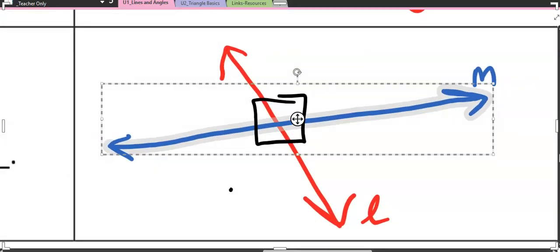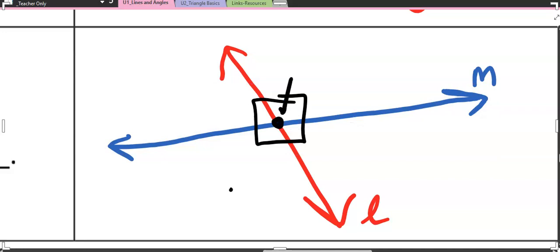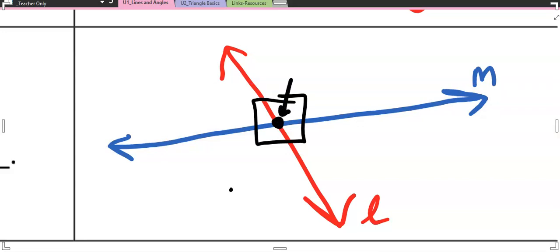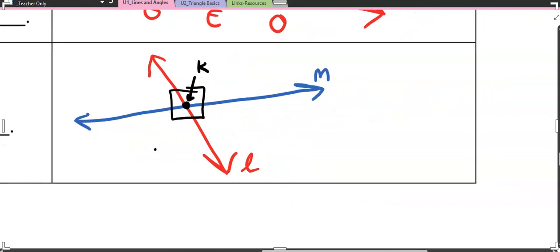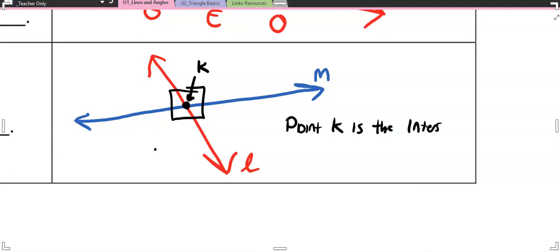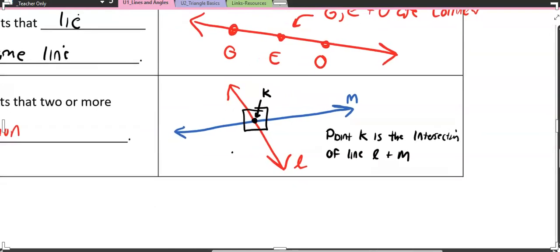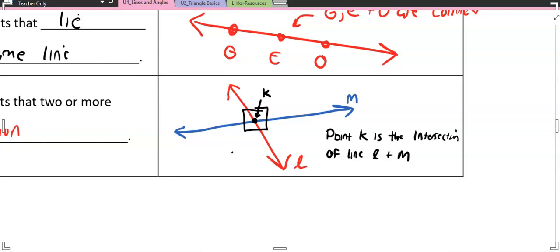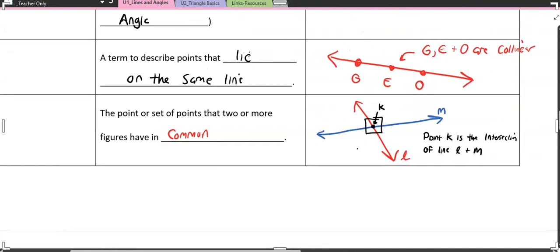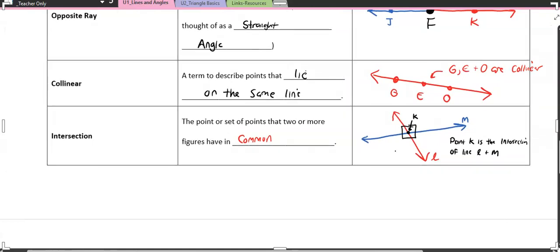And where they intersect, we're going to go ahead and put a little dot there, and we're going to call that a point. So let's call that point K. So what we could conclude is that point K is the intersection of line L and line M. So just kind of like if you have two roads that intersect each other, there's a common space that both roads travel over, that's called the intersection. It's virtually the same thing that's happening here in a geometry perspective.